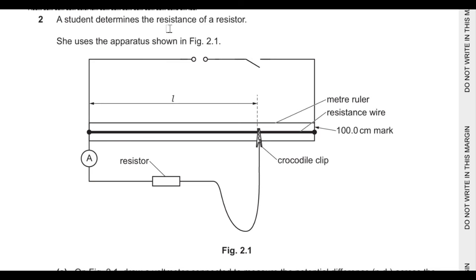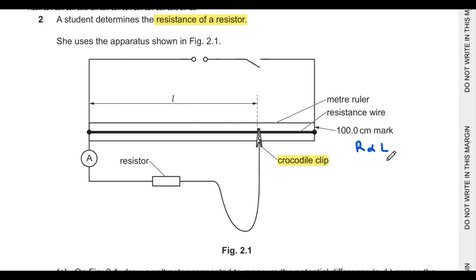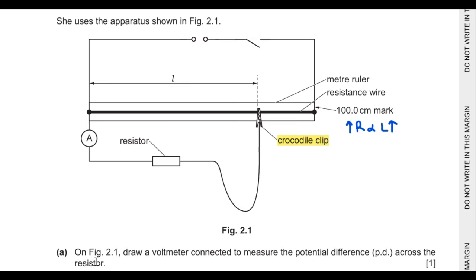Question number 2 says a student determines the resistance of a resistor. She uses the apparatus shown in 2.1. So here we have the apparatus. This dark line is the wire and this is a resistor, with a crocodile clip attached to the wire to vary the resistance of the wire. You know resistance is directly proportional to length. So if you vary the length of the wire using this clip and the length increases, the resistance also increases.